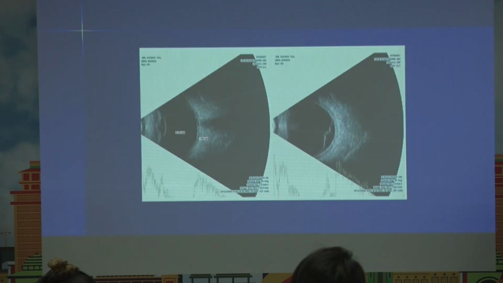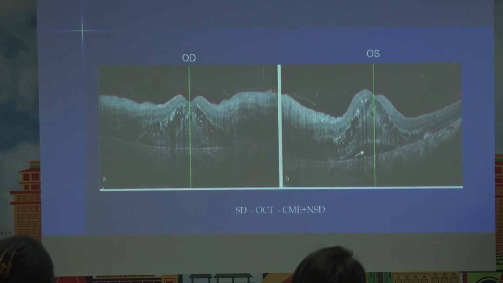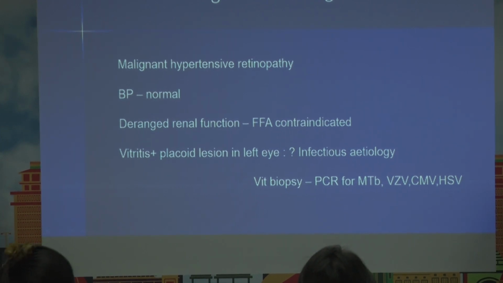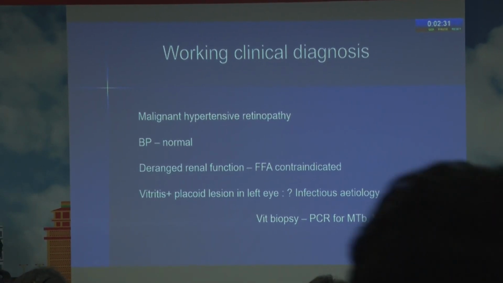So we went ahead with an ultrasound B scan which revealed shifting fluid in both eyes, confirming the exudative retinal detachment. And an OCT scan at this visit revealed CME and an NSD in the left eye. So with this clinical setting, we had a working clinical diagnosis of malignant hypertensive retinopathy, but his blood pressure was normal. Unfortunately, we could not do an FA because of his compromised renal function.